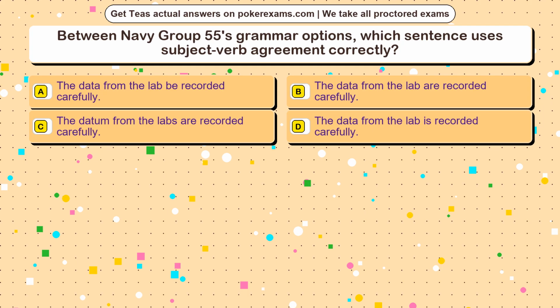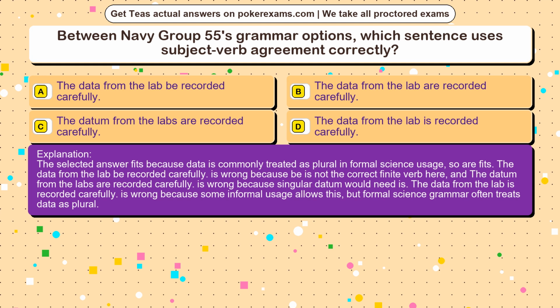The correct answer is option. The selected answer fits because data is commonly treated as plural in formal science usage, so are fits. The data from the lab be recorded carefully is wrong because be is not the correct finite verb here, and the datum from the labs are recorded carefully is wrong because singular datum would need is. The data from the lab is recorded carefully is wrong because some informal usage allows this, but formal science grammar often treats data as plural.